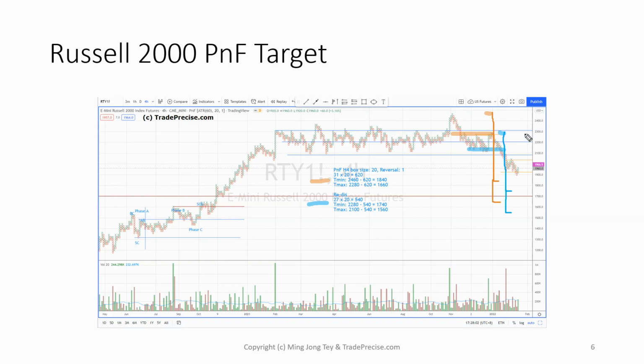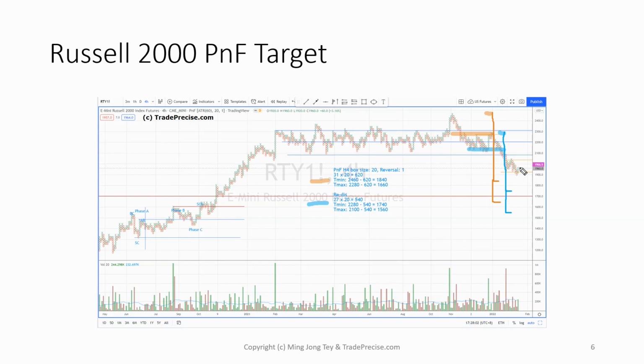Okay, so next, we finish the point and figure target. I think this target will only be achieved if we get some form of weak rally. So I'm actually expecting a rally from here. The rally could be, at best, probably about 2100. So that will be testing this axis line. I think this will already be quite a good rally.